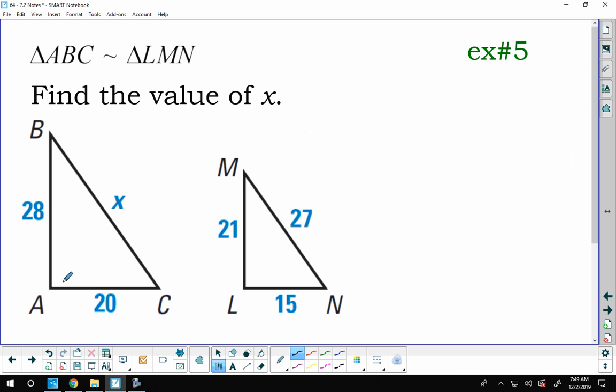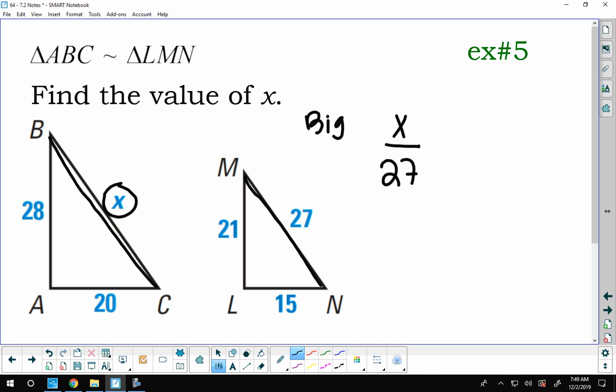So again, find the value of x. I'm going to start with my variable x. So x in the big triangle corresponds to 27 in the small triangle. Again, x came from the big triangle, 27 came from the small. So we have to go big over small equals big over small. Again, it doesn't matter which two sides you pick.